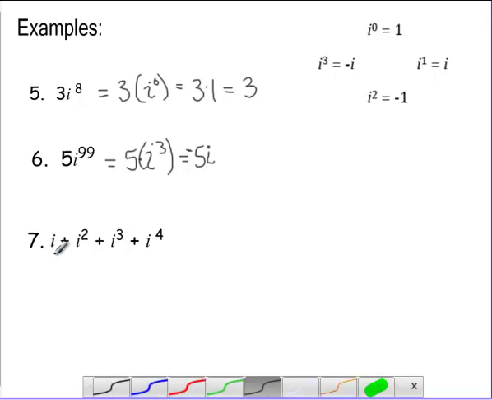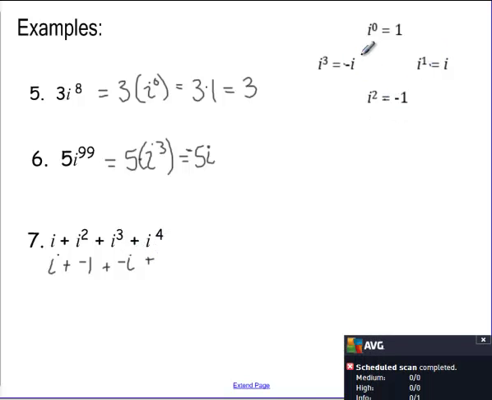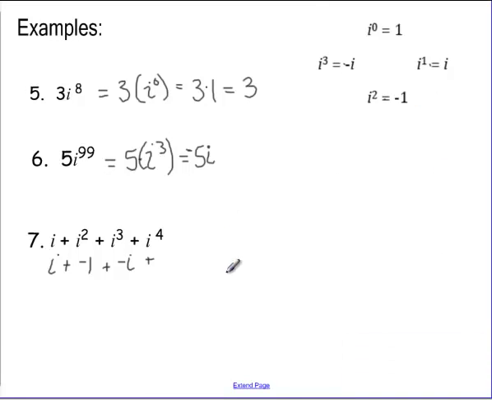Last one. i to the first, sorry. i squared is negative 1. i cubed is negative i. And i to the fourth, well, let's see, 1, 2, 3, 4. Oh, that's good. I have no viruses. And i to the fourth is the same as i to the 0, so that's 1. So if I added this all together, an i and a negative i cancel out, a negative 1 and 1 cancel out, that turned out to be 0.